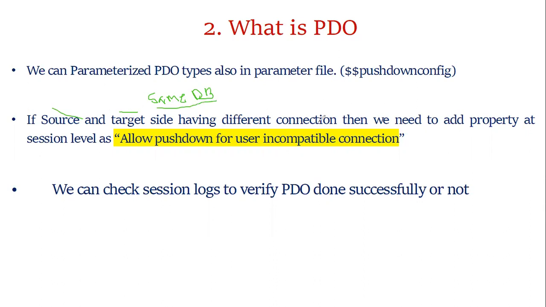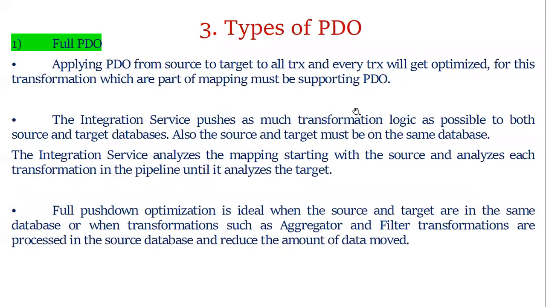But if the source and target side databases are different, then we have to apply this particular property at the session level. And when we apply the push down optimization, we can check the session logs to verify whether our push down optimization has been done successfully or not. When we run the session, I will show you that. Now let's come to the next point regarding the push down optimization.